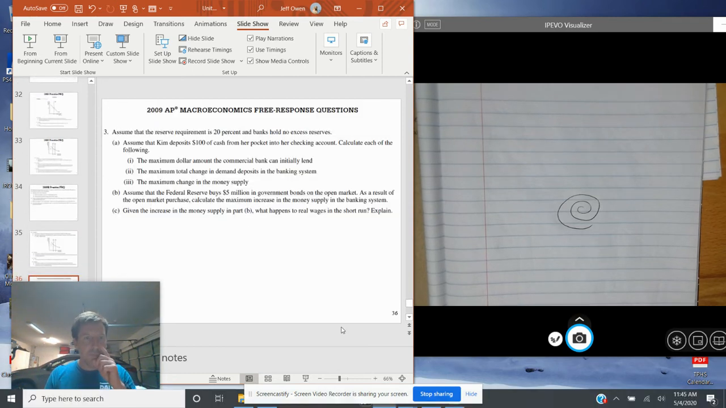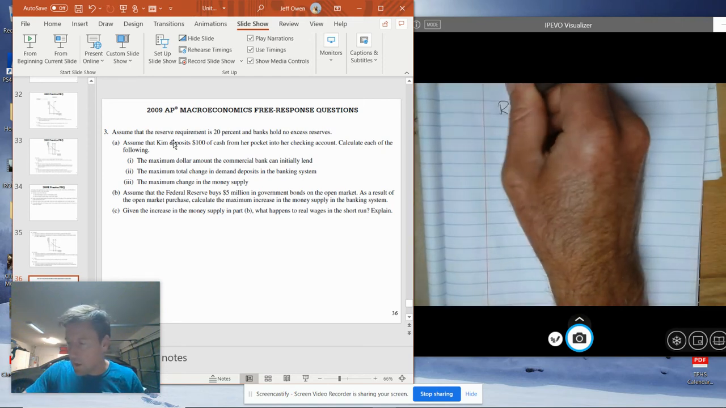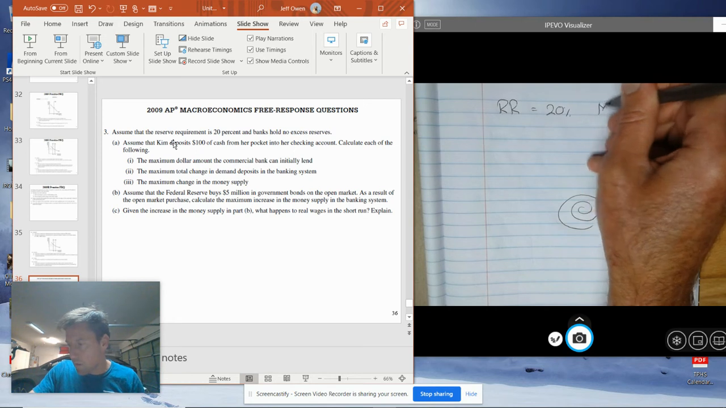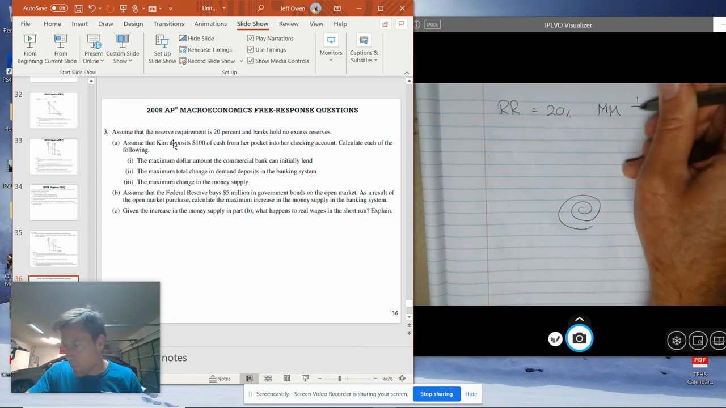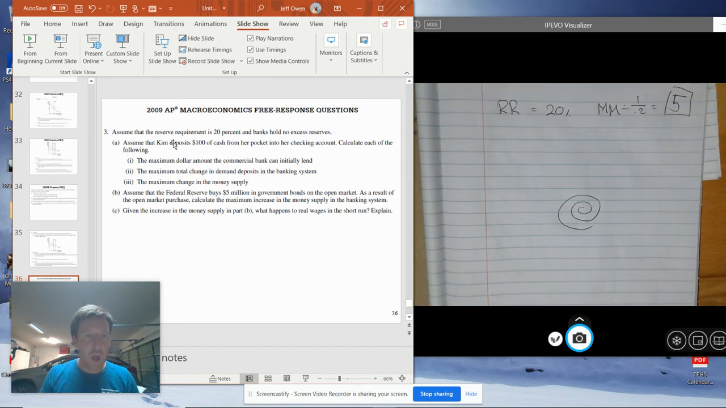All right, last one. It's weird. This is another 2009. This must have been a smaller one from 2009, one of the short ones. Assume the required reserve ratio is 20%. Let's get that on there. So the required reserve ratio is 20%, which tells me that my money multiplier is 1 over 0.2, or it's just going to be 5. That's the biggest 5 I've ever drawn.